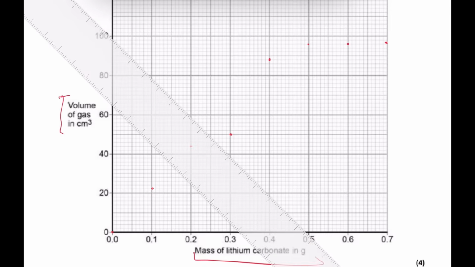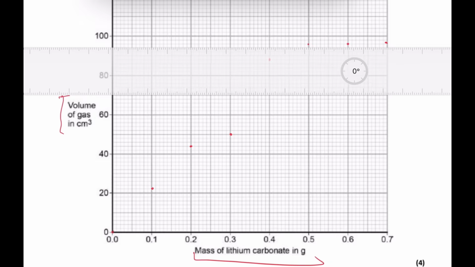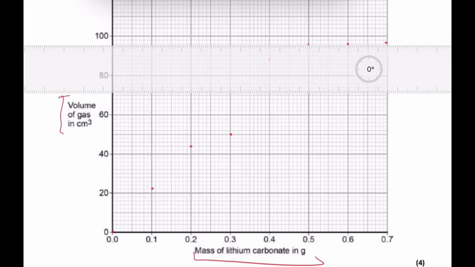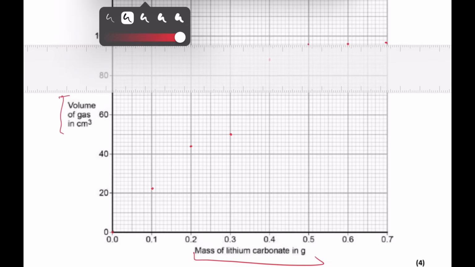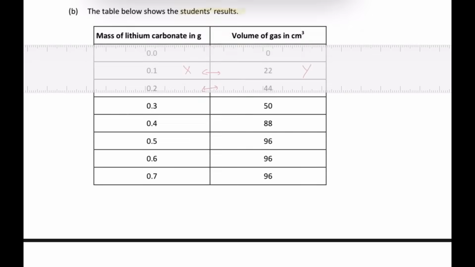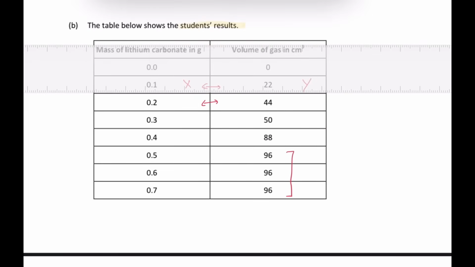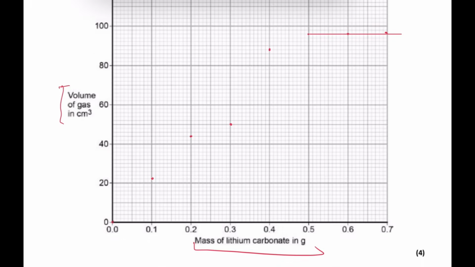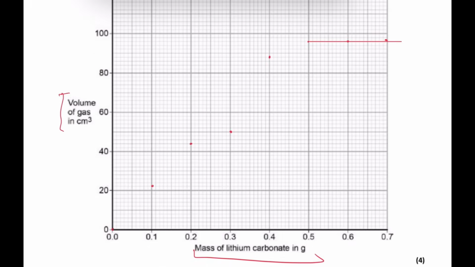So we can already see by the clue that they gave us that we need to draw two lines of best fit. Our first one is going to be this line over here. This is because the last three digits are all 96. So that is our first line because it starts to plateau at this point.